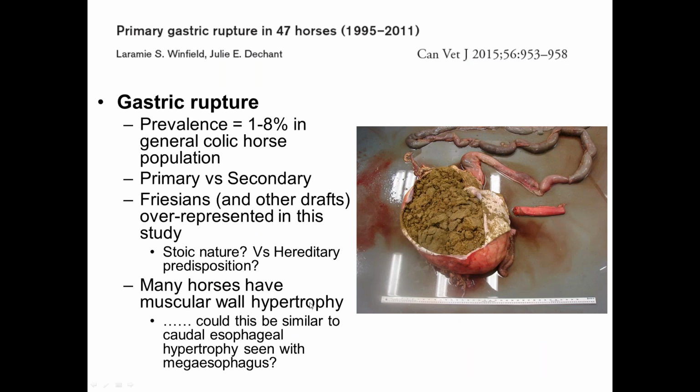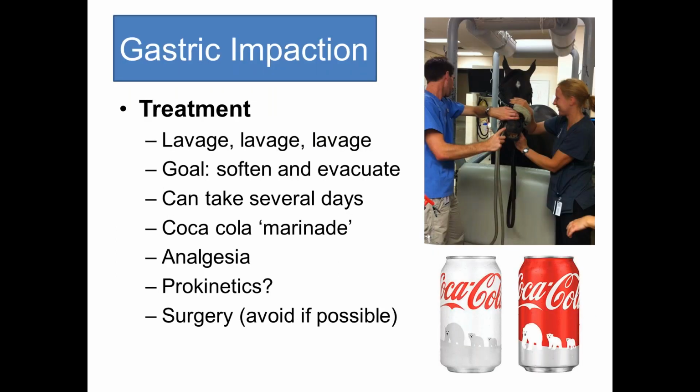had muscular wall hypertrophy similar to the distal esophageal hypertrophy observed. This is, again, a horse that had distal esophageal hypertrophy as well as a gastric impaction that upstate Cornell saw. Could it be a similar pathology seen with megaesophagus? We don't have the conclusive evidence, but again, it's this growing body of clinical evidence that Friesians seem to have proximal GI issues. So treatment for gastric impaction is lavage, lavage, lavage.